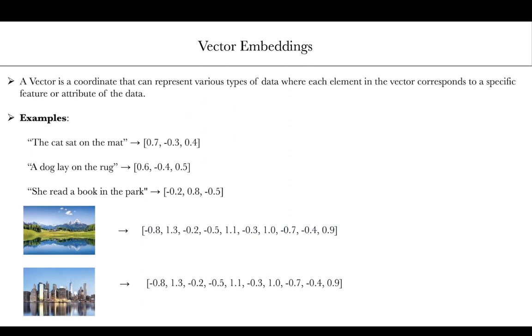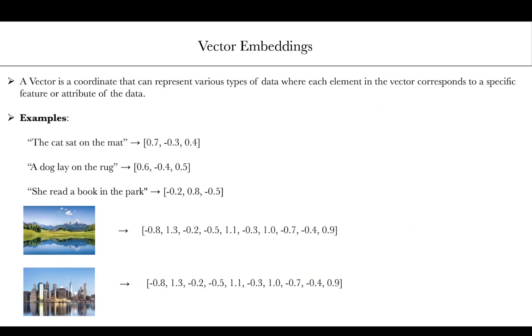So as we know, a vector is essentially a set of coordinates, and each coordinate or element within this vector corresponds to a specific feature or attribute of the data. Now this allows us to represent complex data in a simplified yet highly informative numerical format. Let's look at some examples.